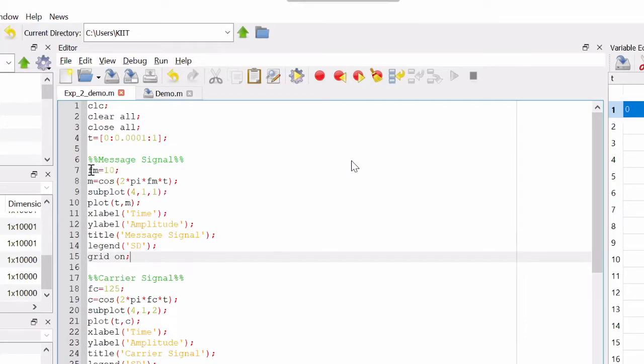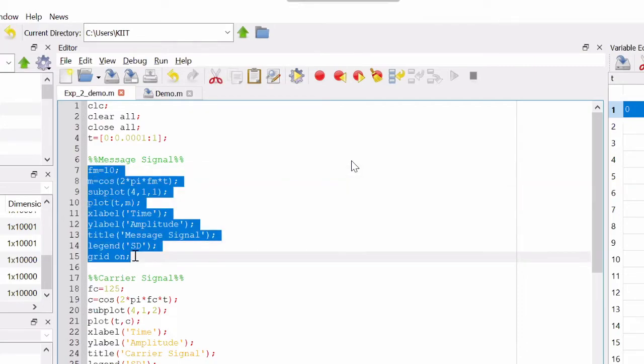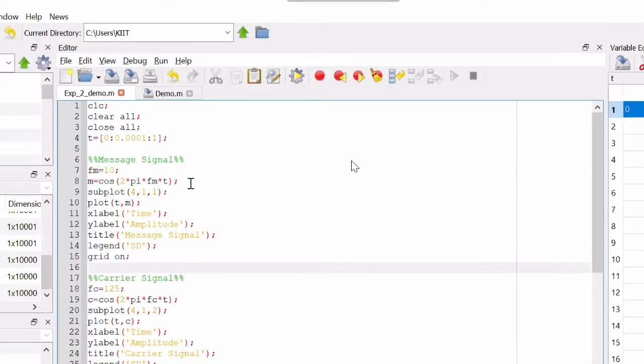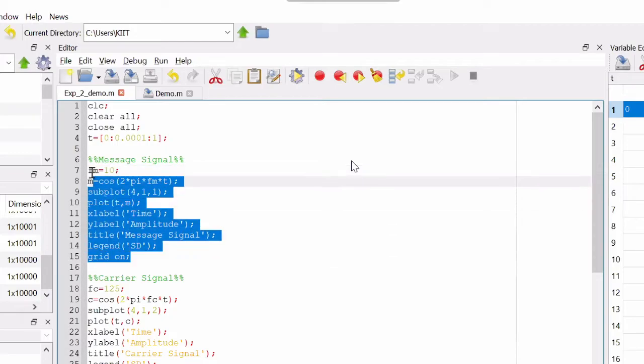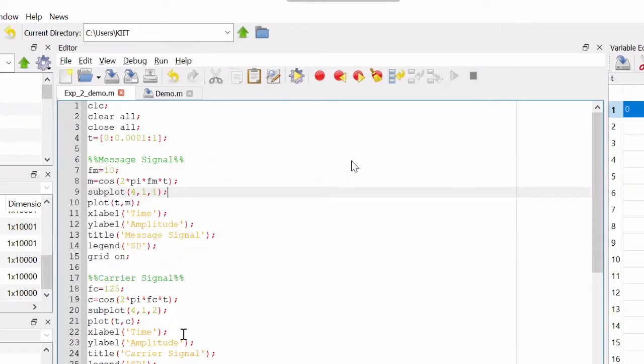Okay, so this is going to be the process for any graph plotting. Define the signal and then plot it using all the details. The same thing which we did for the message signal, we are going to repeat for the carrier signal. Again, we define the carrier frequency. This is the formula cos 2 pi fct, and this is plot number 2 among the 4 plots.